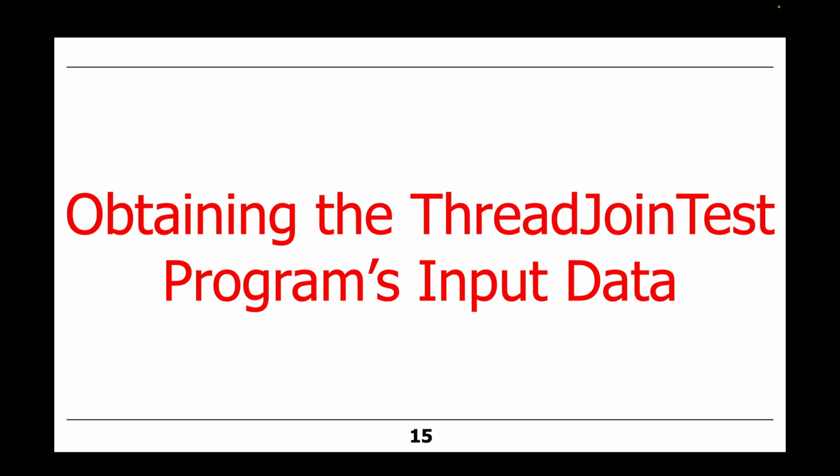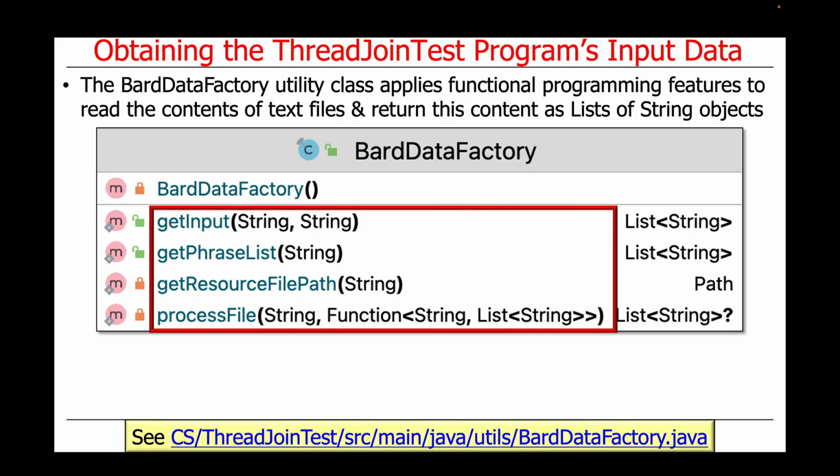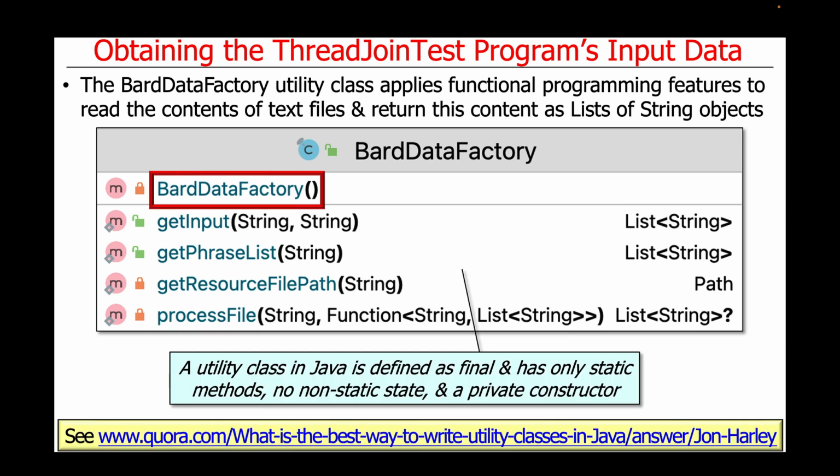The remainder of this lesson will focus largely on how the ThreadJoinTest program obtains its input data. The BardDataFactory utility class applies Java functional programming features to read the contents of text files and return this content as lists of string objects. A Java utility class is defined as final and has only static methods, no non-static state, and a private constructor.